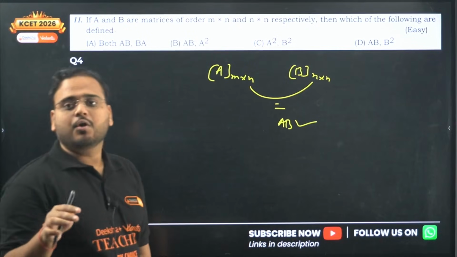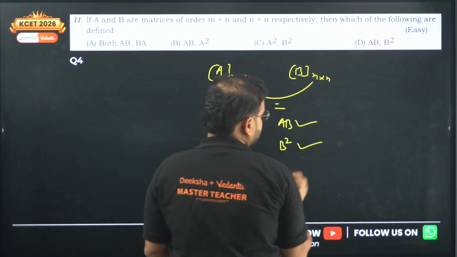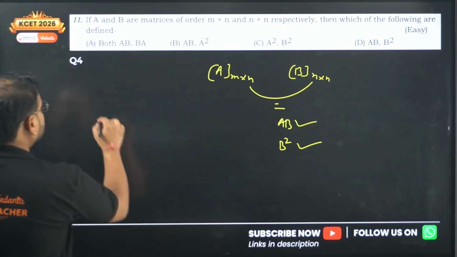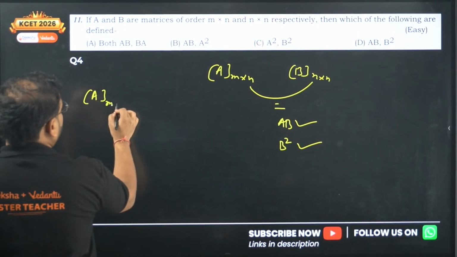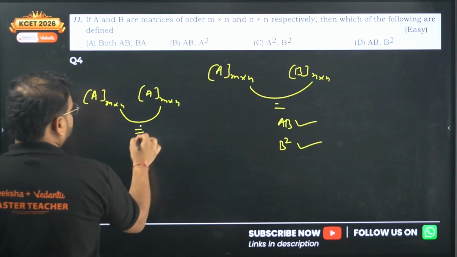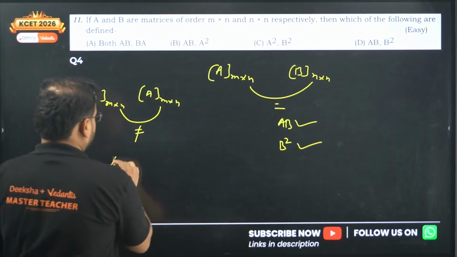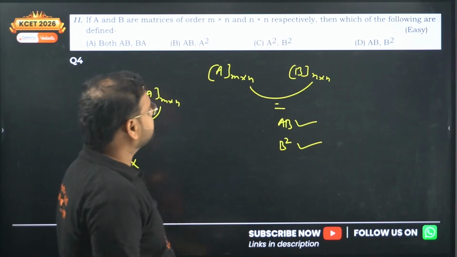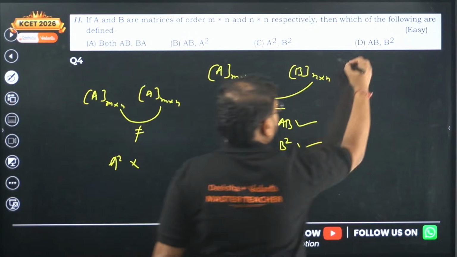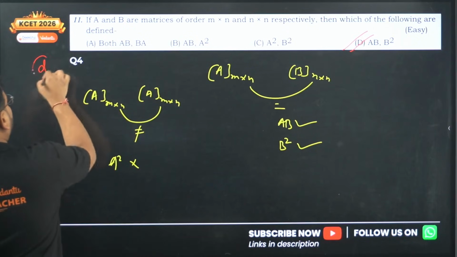What about B square? For any square matrix you can multiply it by itself, so B square is also possible. What about A square? No. If it is not a square matrix, it is difficult to do. Please check. A is m cross n, so n here and m here are not equal. So A square is not possible. AB and B square are possible, so the option is D.